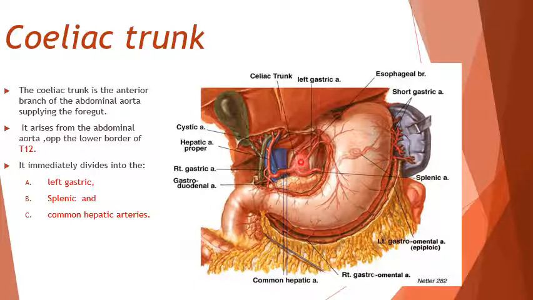As it arises, soon it divides into three branches. Two are towards the left: this is the left gastric, this is the splenic, and one is towards the right. This is the common hepatic artery.